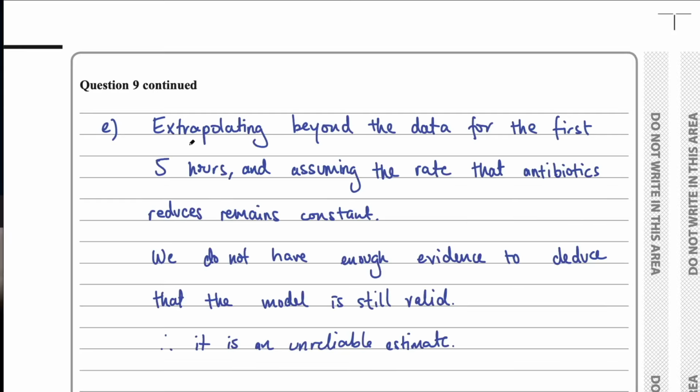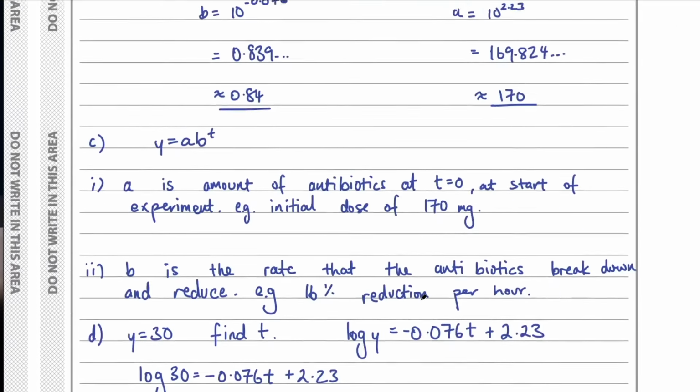So for part D, we were extrapolating beyond the data for the first 5 hours and assuming the rate that the antibiotics reduces remains constant. Also, we do not have enough evidence to deduce that the model is still valid after that initial 5 hours. So therefore, it is an unreliable estimate. Okay, so that was part E.